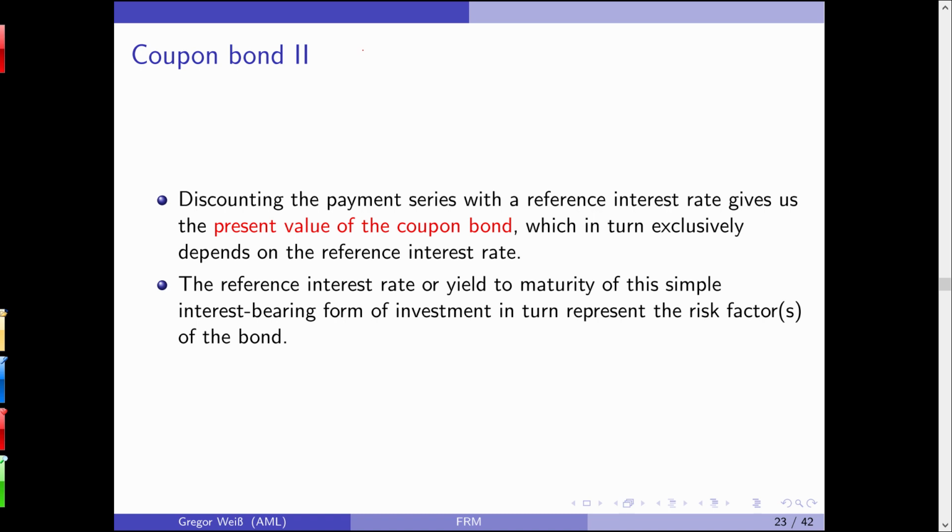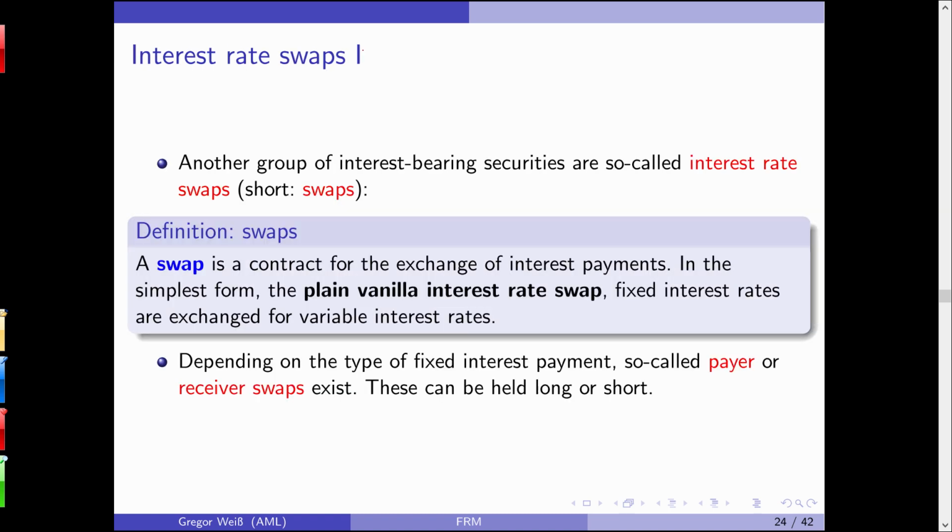It's even simpler, and as you can imagine, this is the standard fixed income product. Fixed income because the income you get as an investor is fixed, as you have fixed interest payments. The reference interest rate or yield to maturity is again the only risk factor in play. And if you want to model the losses from this investment, you would just have to take the interest rate from the market, the spot rate.